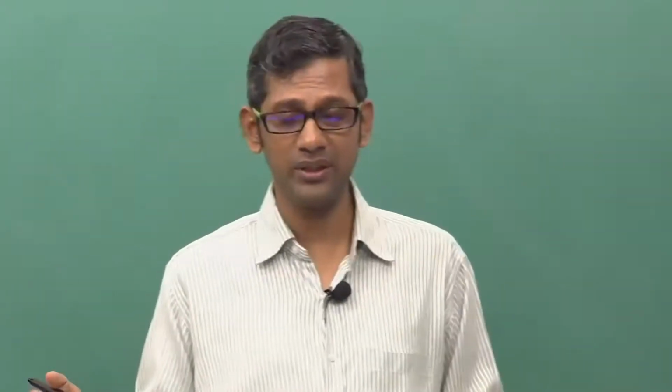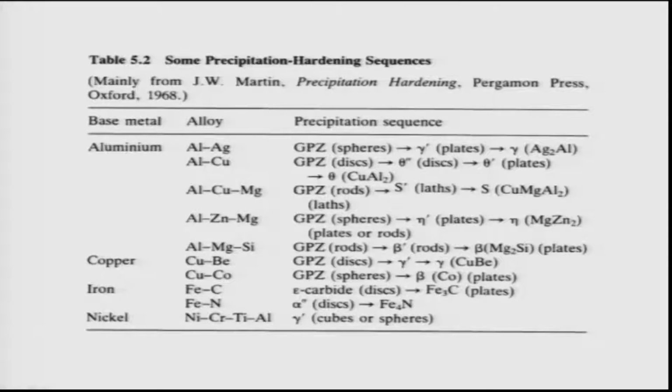Now that means precipitation is a very common phenomenon in all these alloys, and whatever I am going to discuss is basically going to give you a snapshot of the picture. It is not possible to discuss everything in the time frame we have. As you know, aluminum-silver also forms precipitates like GP zones. GP zone is a specific name which we will discuss today.